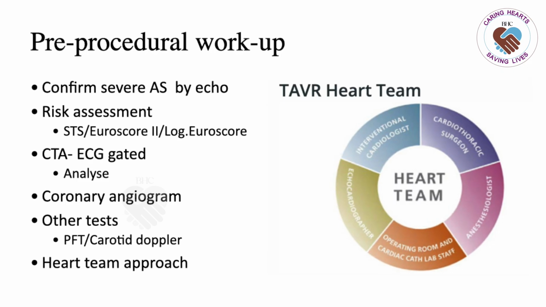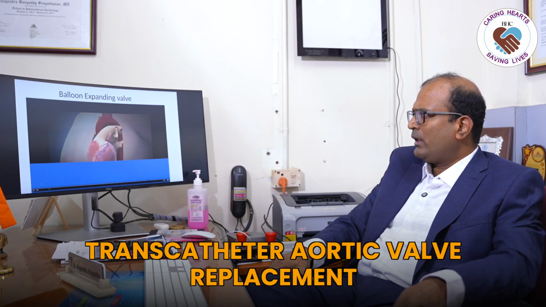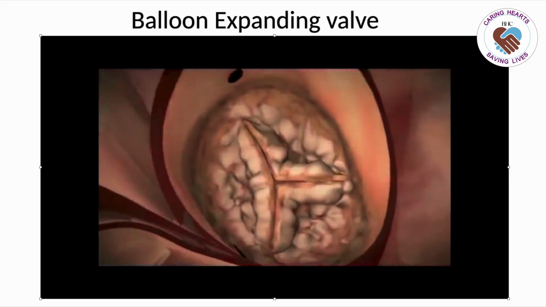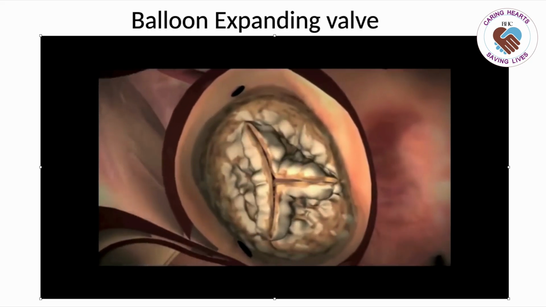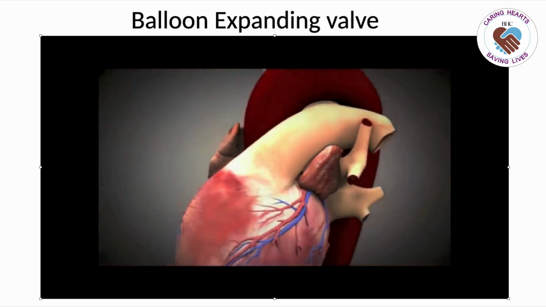If a patient has symptoms and this is identified on echocardiography, we get a CT angiogram to look at the feasibility of getting the procedure done transcatheterally, and then proceed. In this video, we will be discussing transcatheter aortic valve replacement and transcatheter aortic valve implantation. In this video, you can see a diseased aortic valve which is not opening properly, with a significant amount of calcification, and it is a tricuspid, tri-leaflet aortic valve.